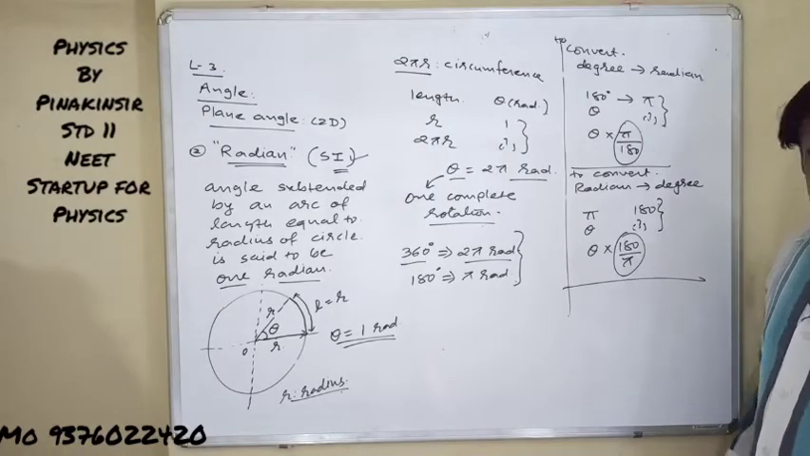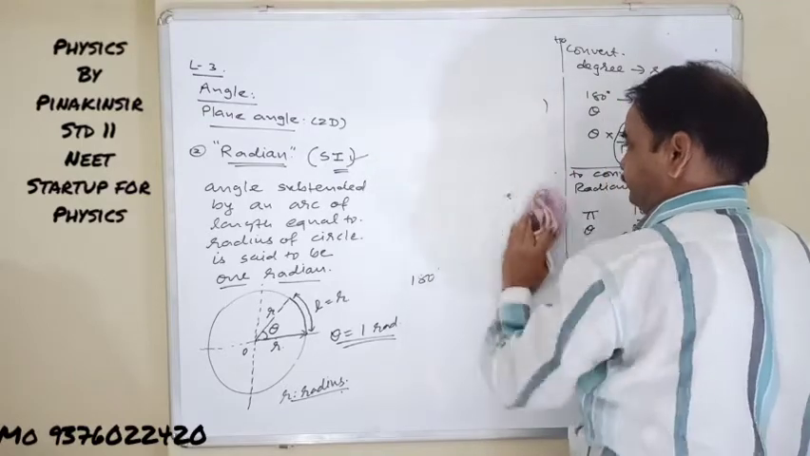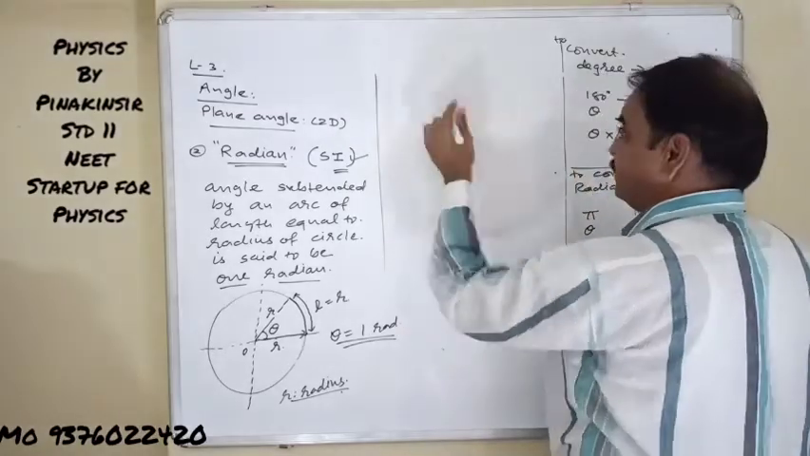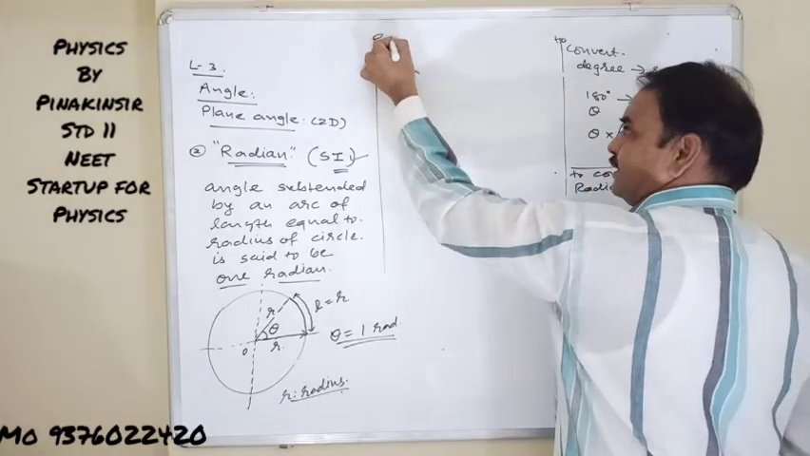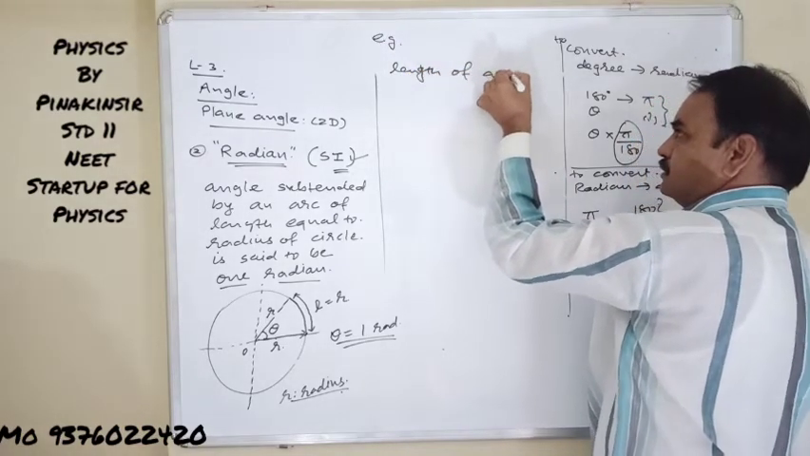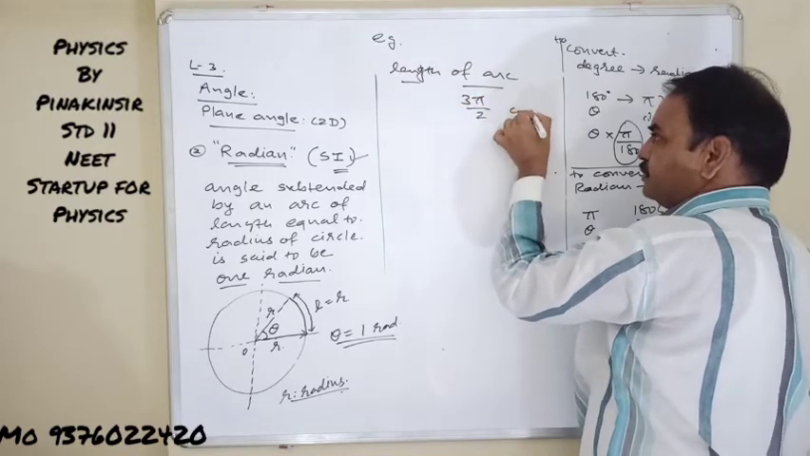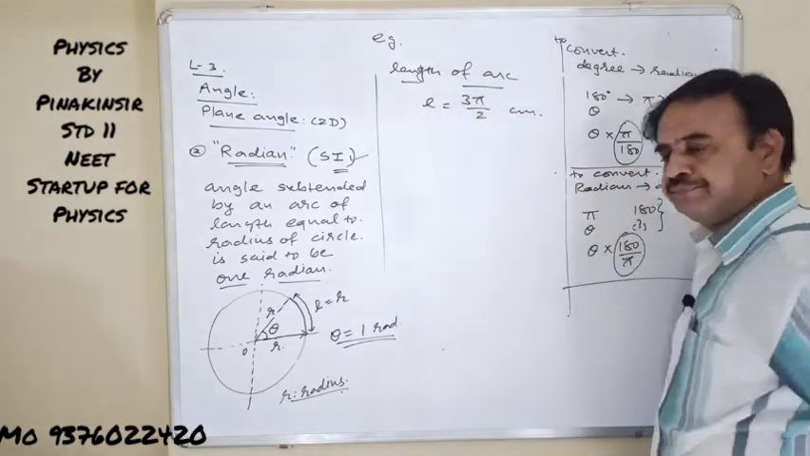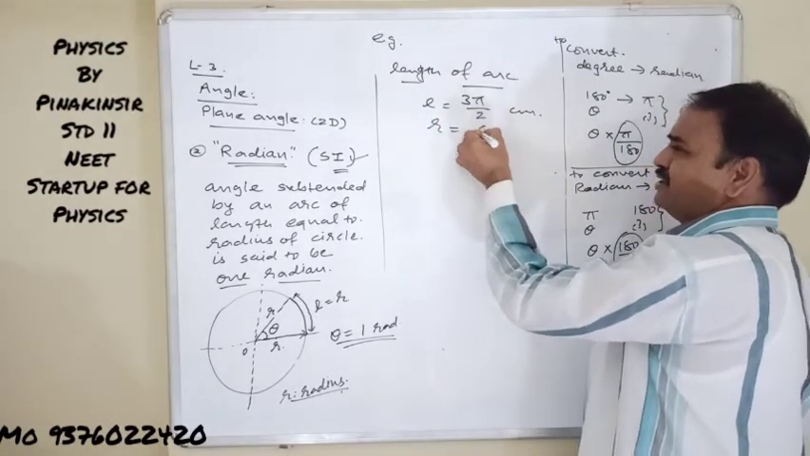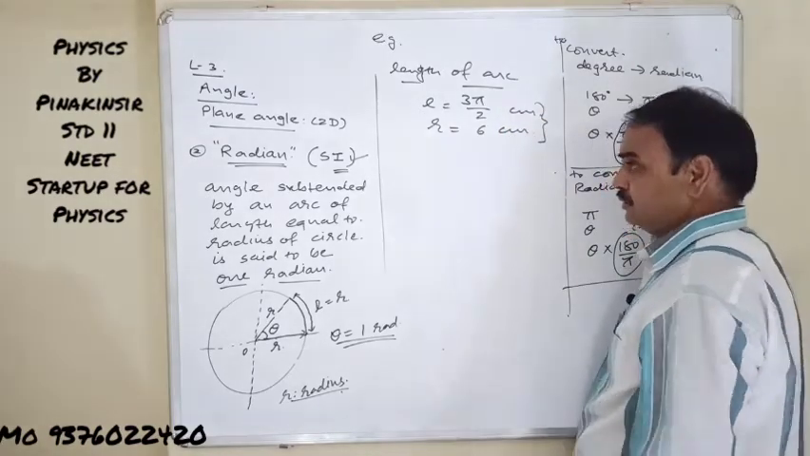Let us take one or two examples for this topic. Say you are given the length of arc, 3 pi by 2 centimeter, and the radius is given as 6 centimeter. Then find the angle subtended by this arc.